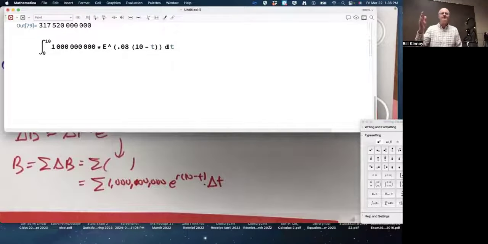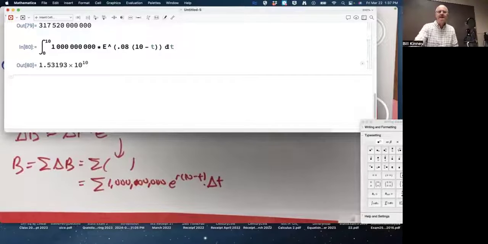What should we get? We should get something bigger than 10 billion. Over those 10 years, Elon Musk gave you $10 billion, but you put it in the bank account, and so it's growing all the time. It's got to be more than 10 billion. It's about 15.3 billion. 1.53 times 10 to the 10th is about 15.3 billion. That's what the future value is. It grew.